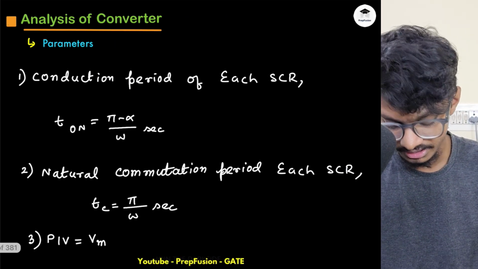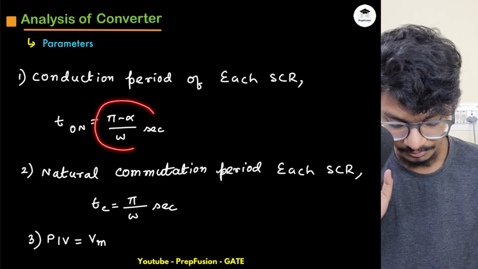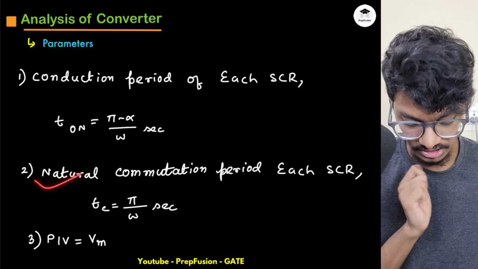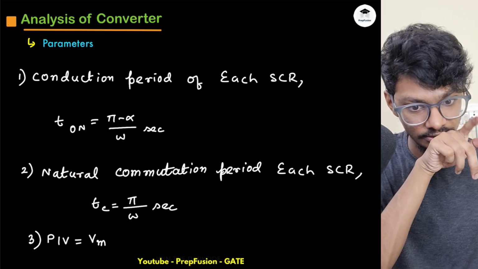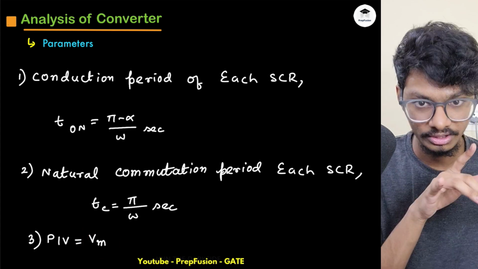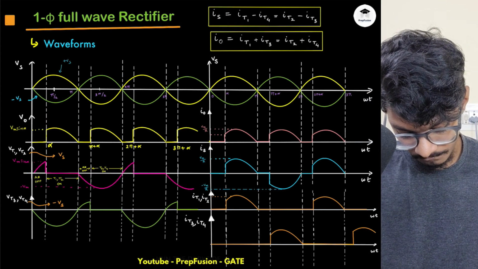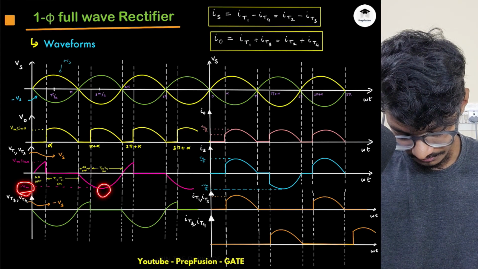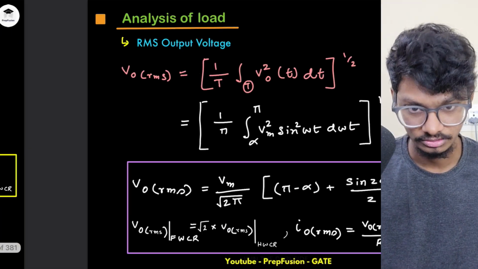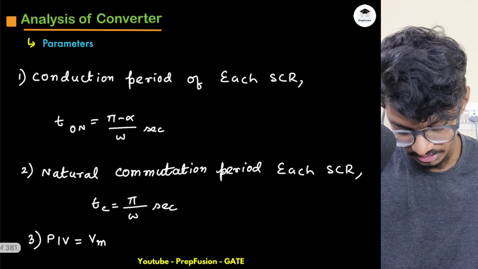Now what is the conduction period? Conduction period is the on period, same as in the half wave rectifier, (pi minus alpha) by omega. And what is the natural commutation time? Pi by omega for the other two thyristors. And what is the peak inverse voltage? The peak inverse voltage that any thyristor can get is obviously minus Vm. It cannot come across any more voltage, so it will be minus Vm. That will be the peak inverse voltage.